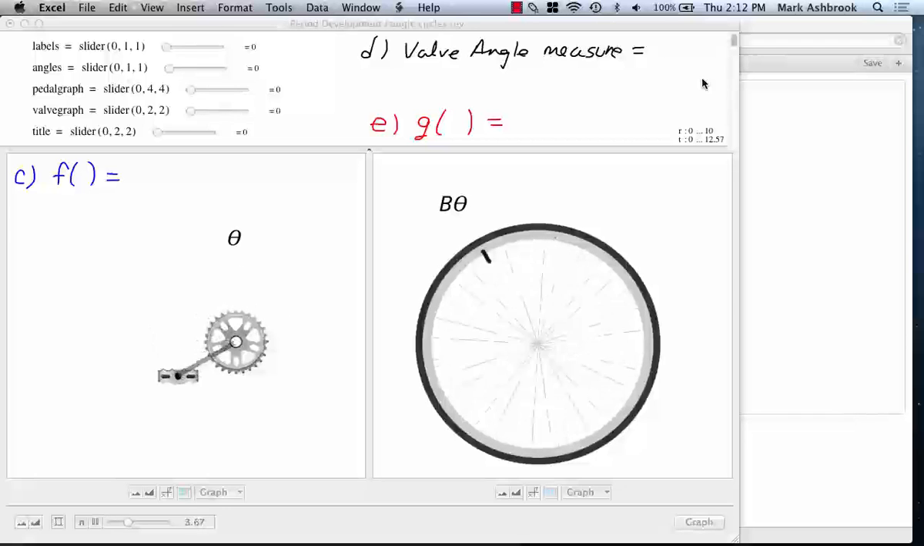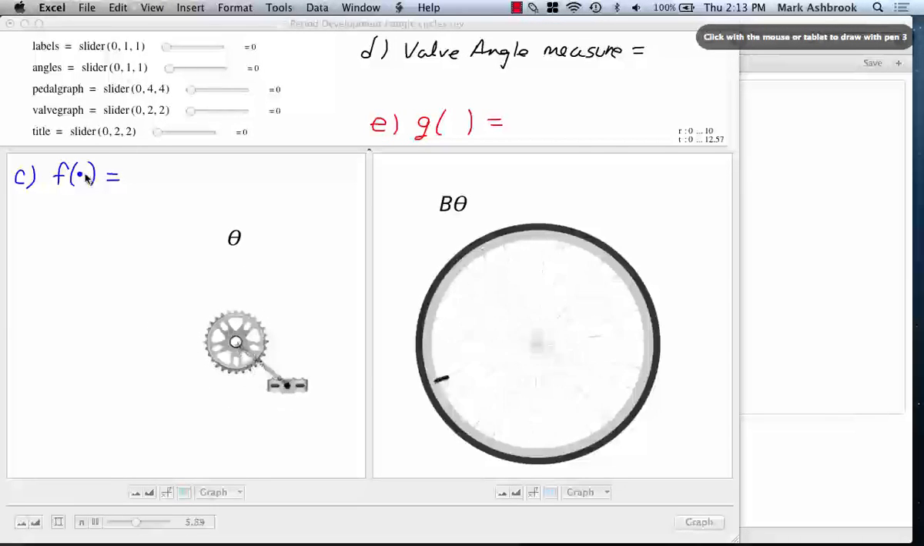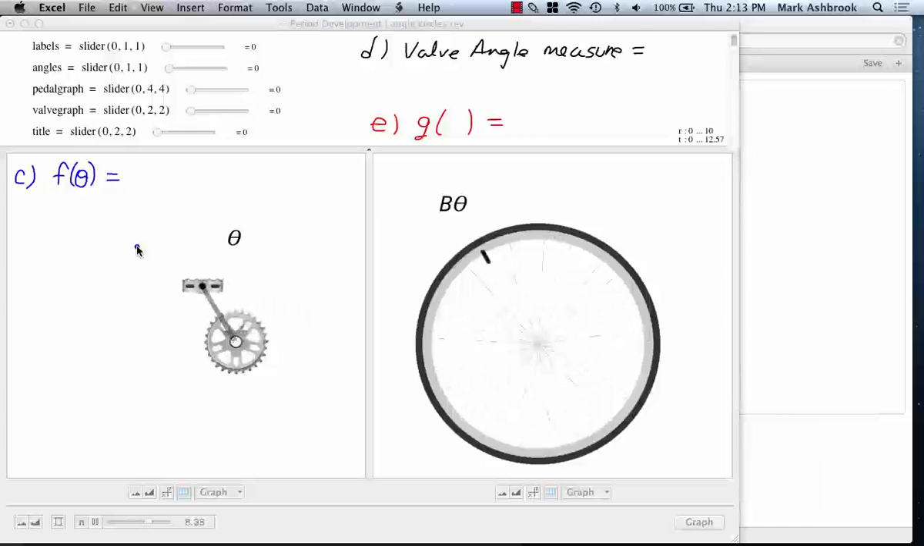So for the function they're talking about in part C, what's the input and output that they want for the function in part C? Corey, did you get that? What's the input and what's the output? Did you say theta? Okay, and what angle measure is that? Cosine. No, theta. So what is theta talking about, the pedal or the tire valve? The pedal.